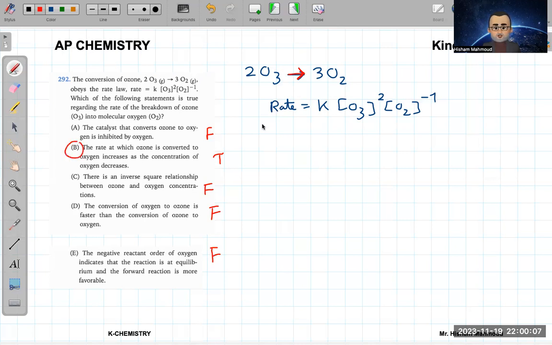So the reactant orders can be positive, can be a fraction, can be negative. And when it is negative, what does this mean? It means that the reaction rate increases when the reactant concentration is decreased, the same that happened here.